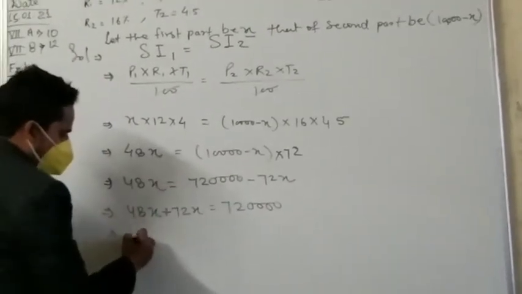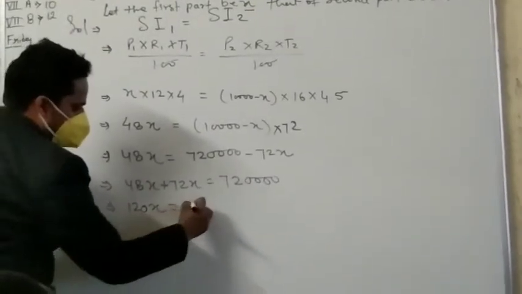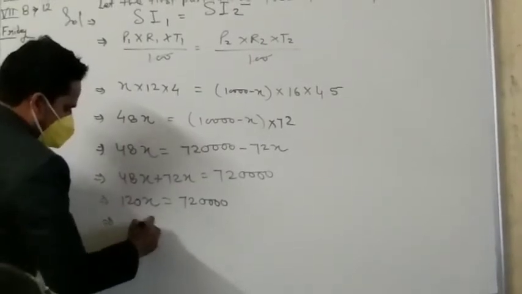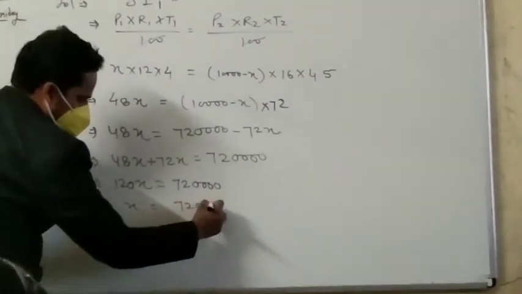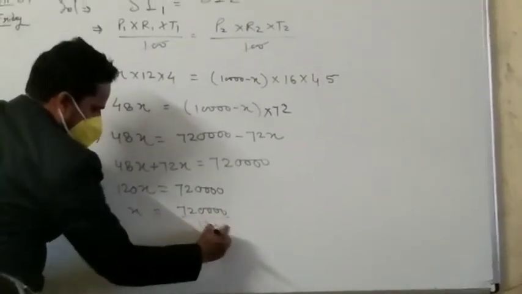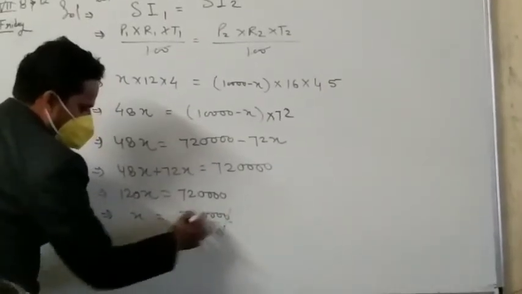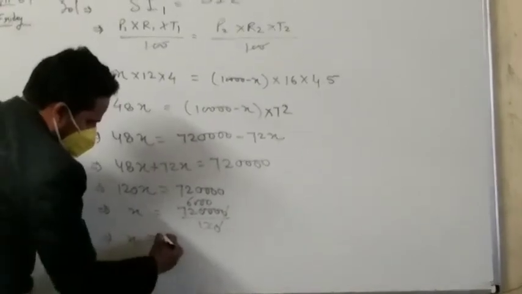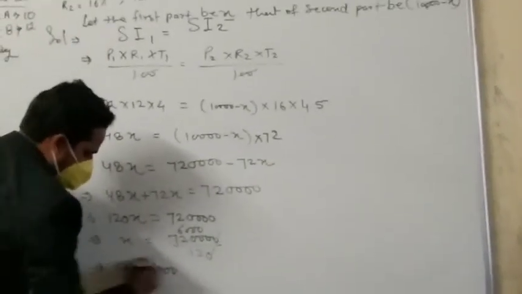That will be 120x is equal to 720,000, or x is equal to 720,000 upon 120. Zeros will cancel out. So x is equal to 6,000 we get here.